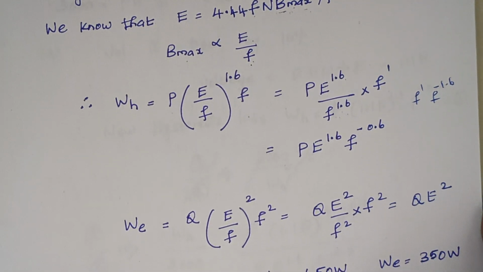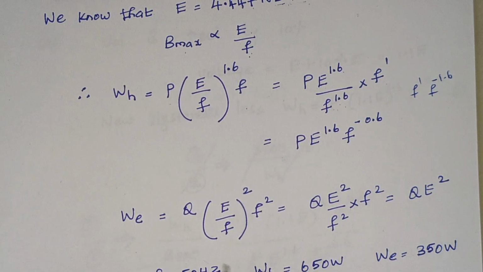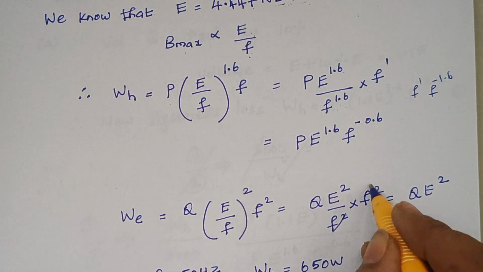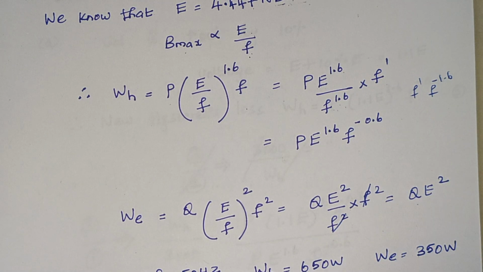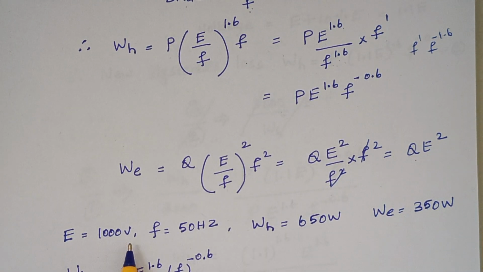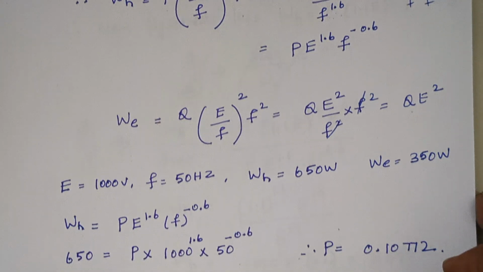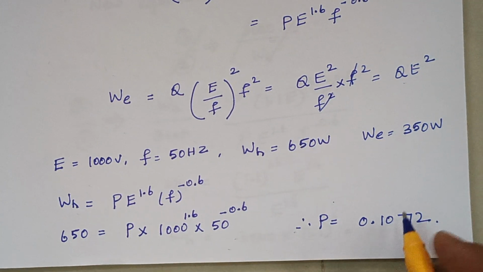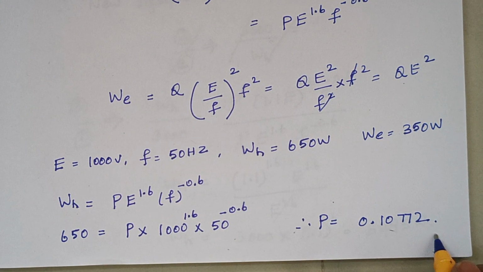Similarly, we are framing the equation for eddy current loss too. This is nothing but Q B square F square, and this is the value of B. Again, when you simplify, we end up with Q E square, right? So now we are going to substitute the values. When it is 1000 volt and frequency is 50 hertz, we are calculating the loss. So WH is given by this formula. Again here we are substituting the value of E and F, and the value of P is calculated as 0.10772, right?